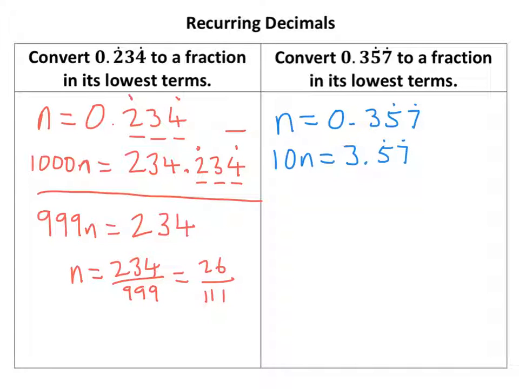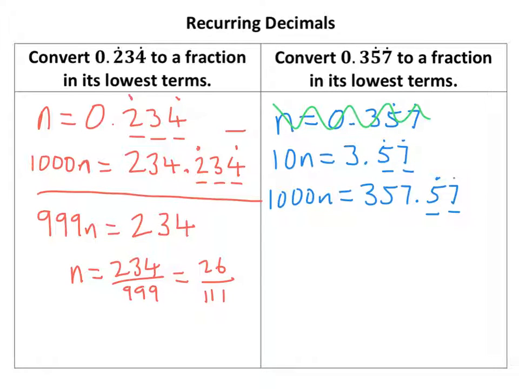Now I'm going to multiply n by another 100, so in total 1,000, so 10 times 100 if you know what I mean. So here we go, 357.57 recurring. Alright, and the crucial bit here is the recurring bits are the same. So I'm going to forget this bit and take away. So 1,000 n's minus 10 n's gives me 990 n's, and I get 357.57 recurring minus 3, so that leaves me with 354.